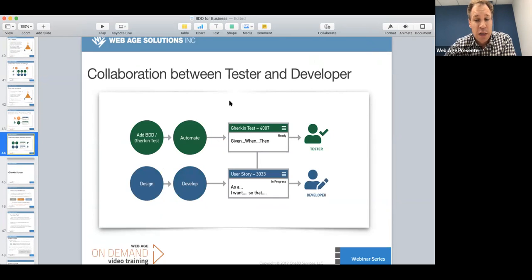Okay. The tester and the developer then work together. The tester takes the Gherkin test and the user story test. The developer and the tester work together to automate each piece and to make sure that each piece then passes. The developer makes sure that their test-driven development tests pass, and then the tester makes sure that the automated Gherkin tests pass. Or if you're not going to automate, you can do these manually. That is fine too, if you don't have the tools.